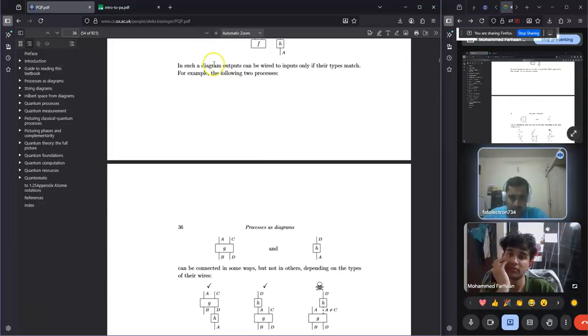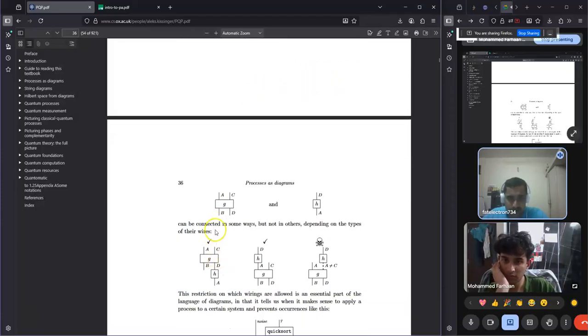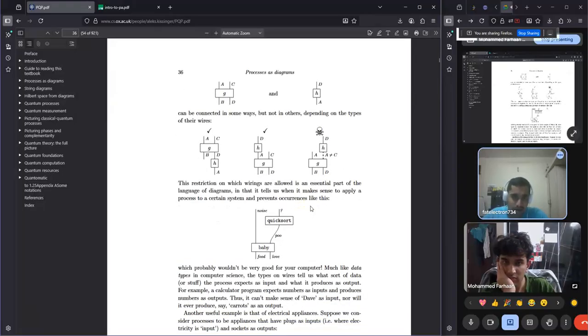In such a diagram, outputs can be wired to inputs only if the types match. For example, the following two processes: G is a process and H is a process. G takes in B and D and gives out A and C, while H takes in A and D. Just make sure that these two are actually the same, and these two are actually the same. So here you can see that it can be arranged in two ways, and I have no idea what the skull is doing here. I think the skull means you can't do it.